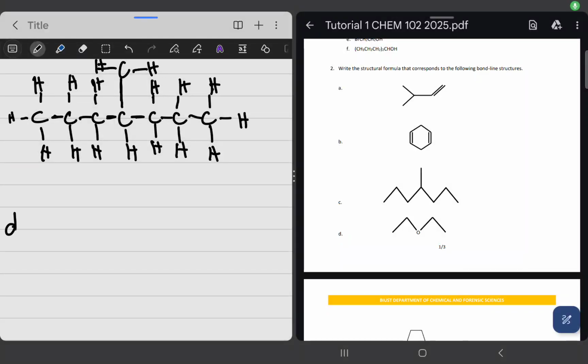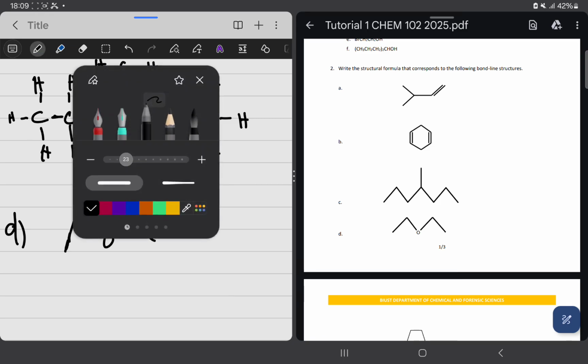We are at part D, okay? Now we're at part D, which is going to have our O here, and then it goes like this, and then it goes like that. All right. This is a nice diagram, isn't it?